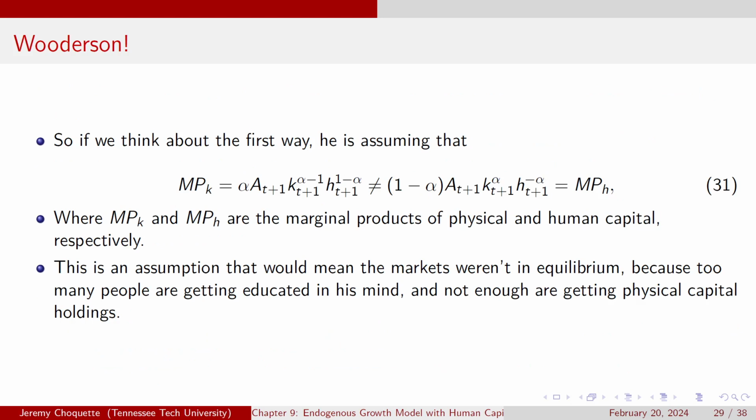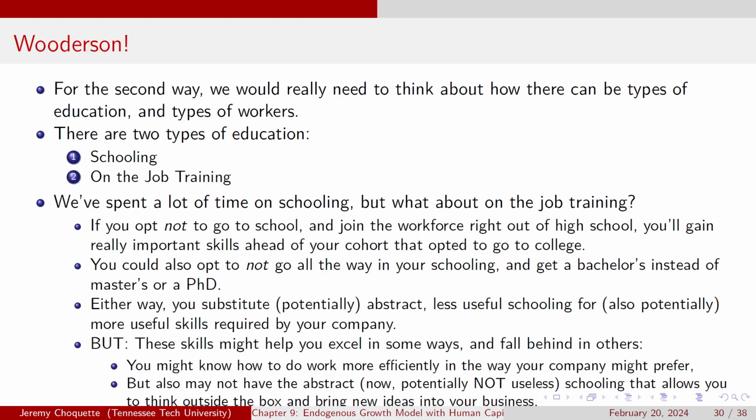So in the first way, what he's assuming is that if we go back to the first order conditions and the thing where we take the marginal products of physical and human capital and set them equal to each other before we did all the nice reducing and simplifying math stuff, what he's assuming is that the marginal product of physical capital and the marginal product of human capital are not the same. Thus, the economy wouldn't be in equilibrium because too many people would be getting educated in his mind. Kind of like what Tucker Carlson would be arguing here. And that not enough people would be getting, say, physical capital holdings. Okay, it's one way of looking at it. It's one interpretation of the implications of the model.